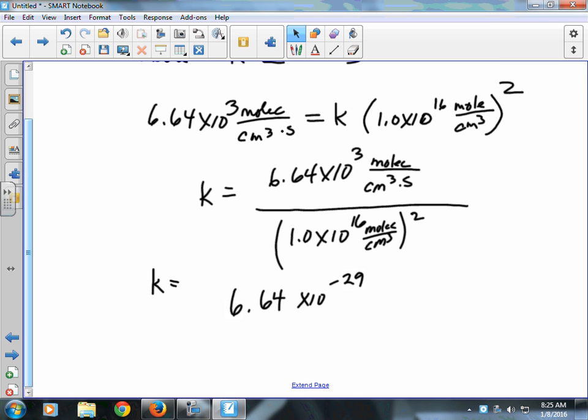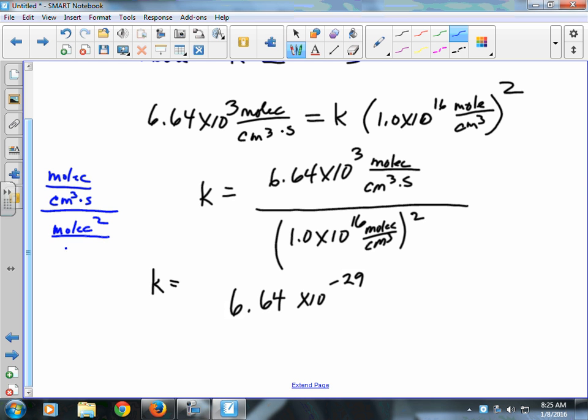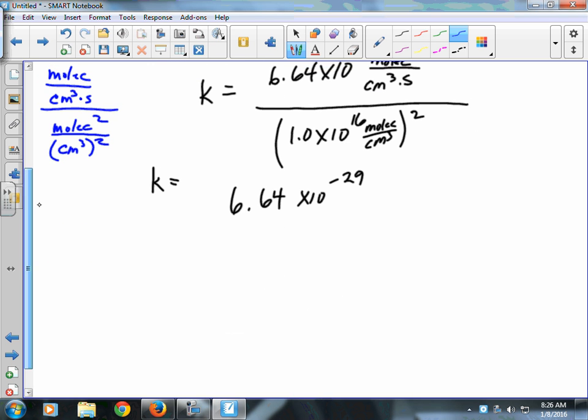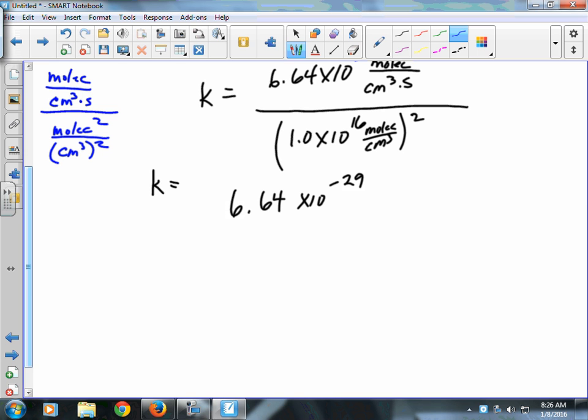We have a molecule per cubic centimeter second divided by molecule squared per cubic centimeter squared. Okay, so that becomes molecule per cubic centimeter second times cubic centimeter squared over molecule squared.